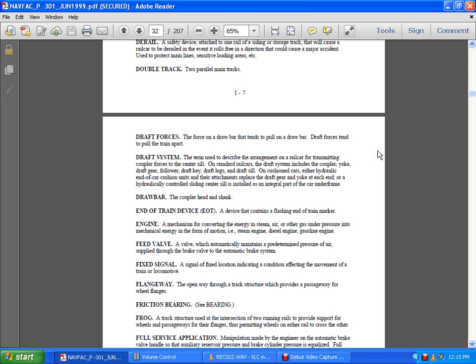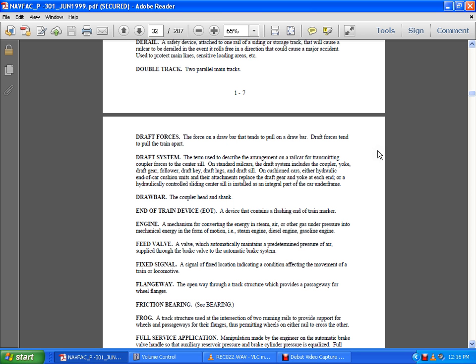The feed valve automatically maintains a predetermined pressure of air through the brake system. Signals and signal indications show the condition affecting the movement of the train and locomotive.